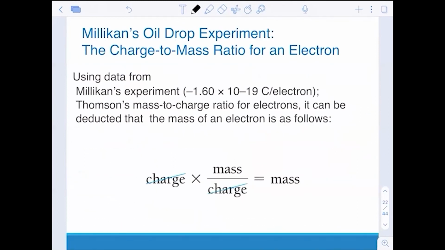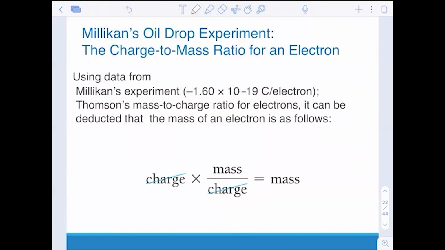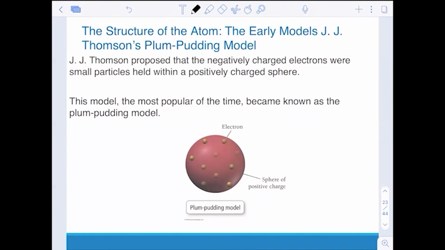From there, he was able to do stoichiometry to figure out the actual charge or the actual mass of the electron. So when we're looking at what he took from the charge to mass ratio, he found the charge first and then was able to deduce the mass after that. So what we developed, we know that there are electrons.